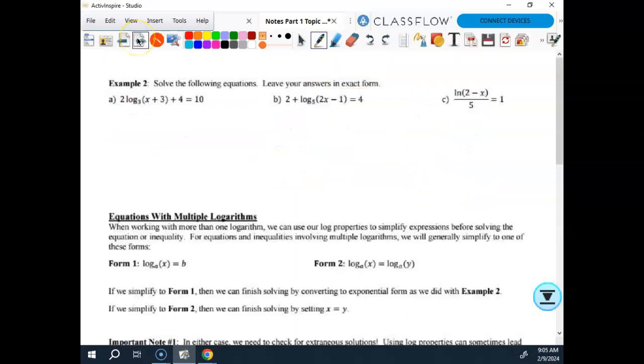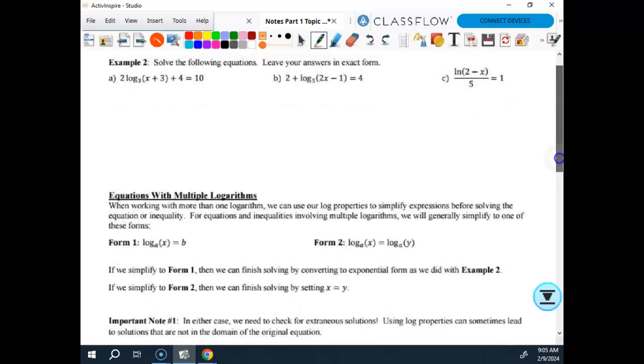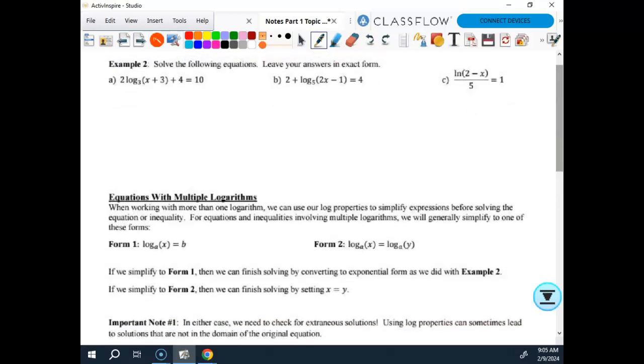Awesome. Flip it over. So now we have logs, and we're going to take them and solve them, converting them to exponentials. So the first thing I'm going to do to isolate here is I want to get this log base 3 by itself. So I'm going to move that 4 first. So I've got 2 times log base 3 of x plus 3 equals 6.